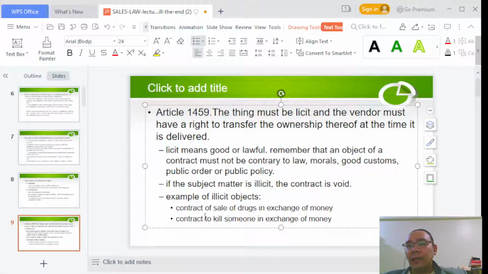O kaya, a contract to kill someone in exchange for money. So, dyan napapasok yung mga assassin. Diba? So, sa Pilipinas pa may maganyan? Oo naman. Meron, maraming ganyan dito sa Pilipinas. Pero yung binabayad sa kanila, napakaliit lang para tumumba ng tao. Yan ang realidad. Okay? So, yung ganyang klaseng kontrata, illegal pa rin yan.